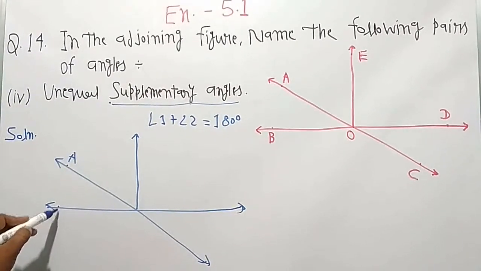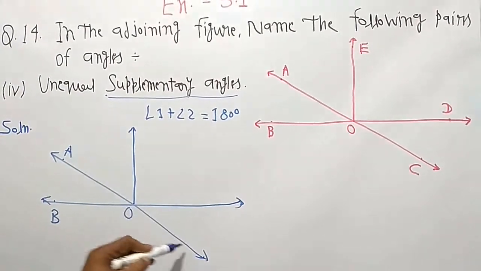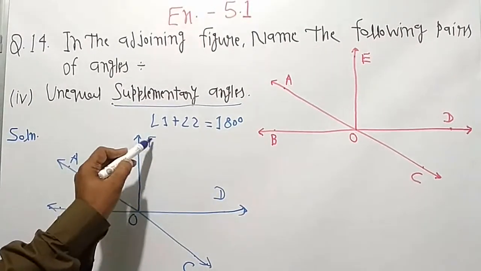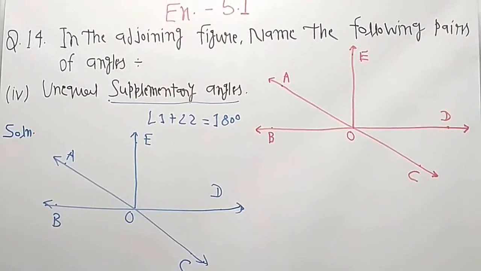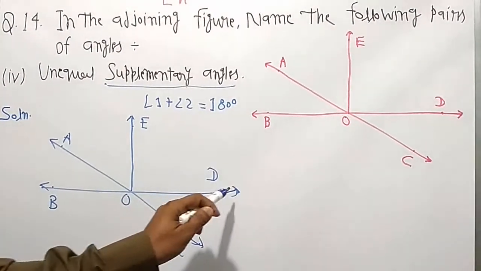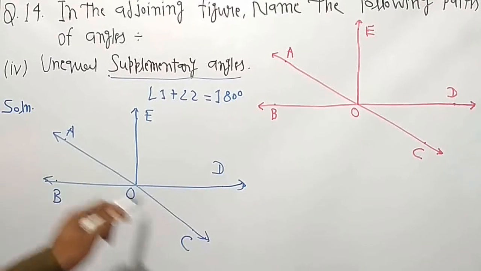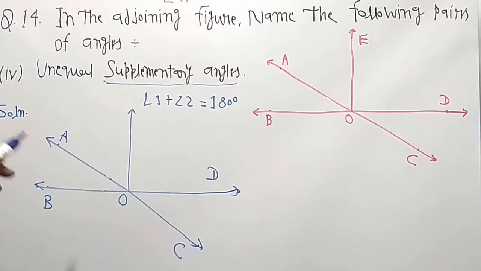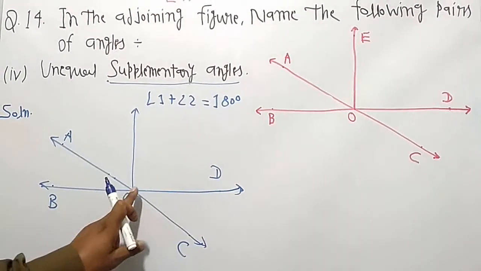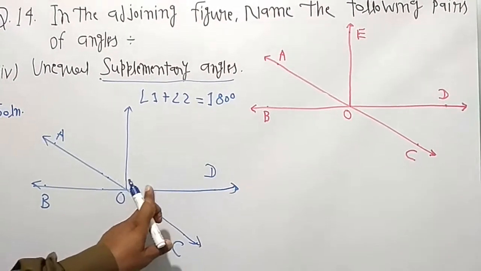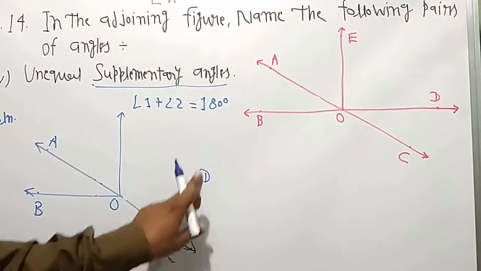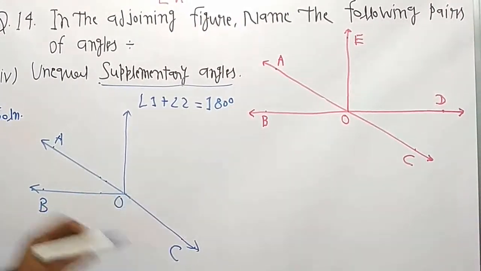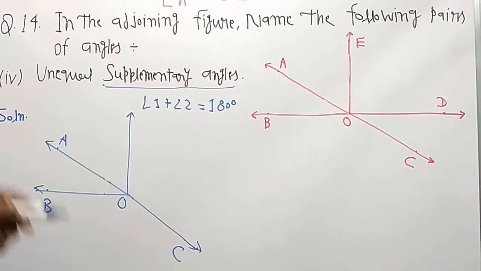This is A, this is B, this is O, this is C, this is D, and this one is E. Now there are two straight lines, this one and this one. Now it is the required part, and we can erase this line. This much part we erase. Now this is the straight line AOC on which two angles are situated.